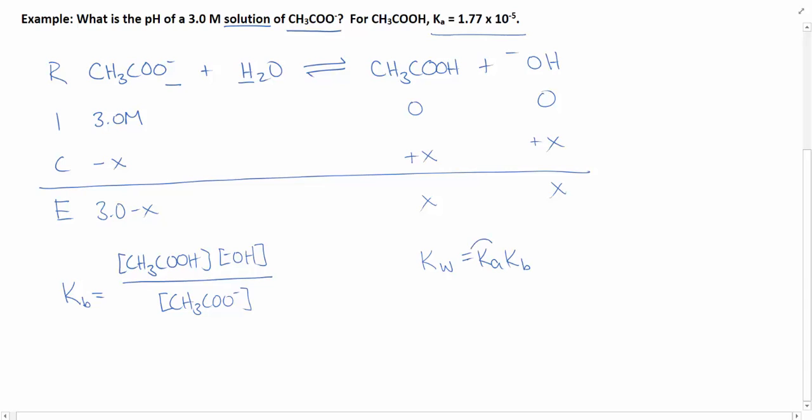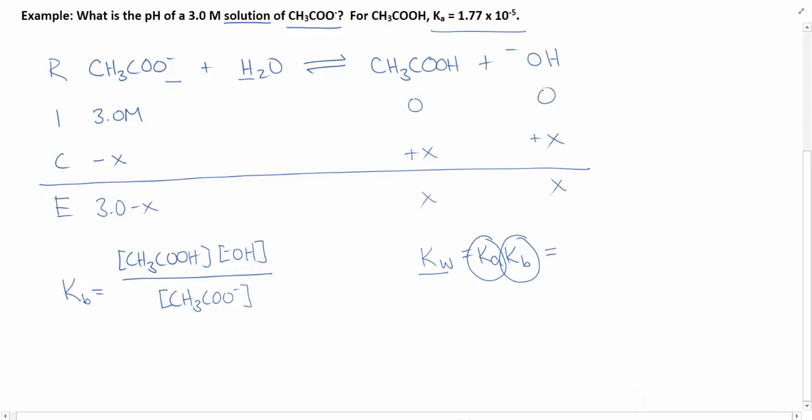We're given Ka for the conjugate acid. What we need is Kb for our conjugate base. And we know Kw since that's just a constant at room temperature, which is 10 to the negative 14. So Kb is equal to 10 to the negative 14 over Ka. And we have our Ka given to us in our question up here. So this is equal to 10 to the negative 14 over Ka.